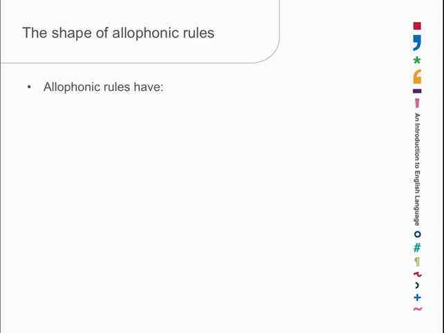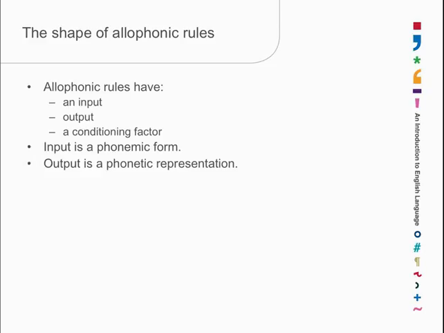So we can write allophonic rules. And allophonic rules have an input, that is a phoneme, they have an output, an allophone, and they have a conditioning factor, a phonetic environment that causes this phoneme to be pronounced in the particular way it is. So the input is a phonemic form, say, of a word, and the output is a phonetic representation of that word, and the conditioning factor is an environment, a phonetic environment. So how might that look?